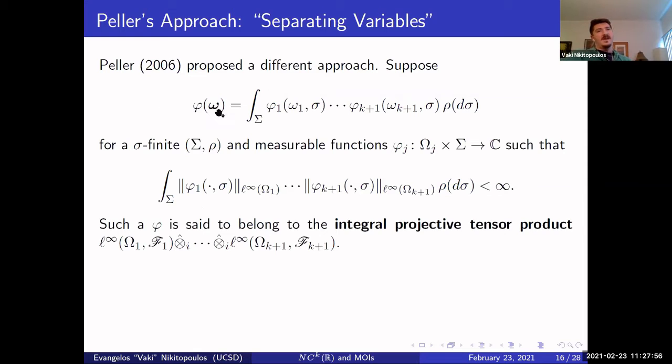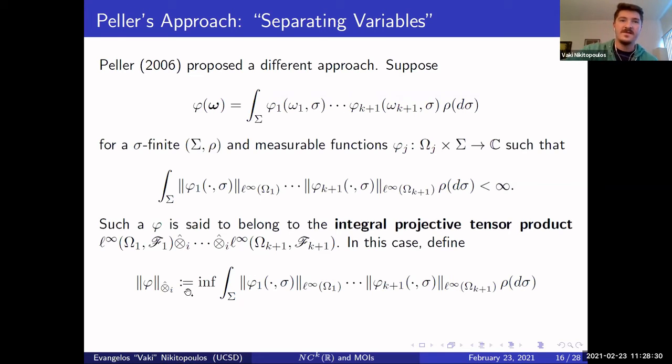So if phi satisfies this, so if there is such a decomposition, I'm going to say that phi belongs to the integral projective tensor product of these L infinity spaces. And this notation is meant to be reminiscent of the classical projective tensor product of Banach spaces. And in fact, if you only take counting measures and countable spaces for this integral, you get the Banach space projective tensor product. If you don't know what those things are, it doesn't matter. We're just talking about functions that admit such a decomposition.